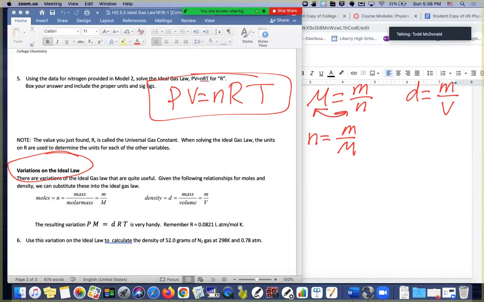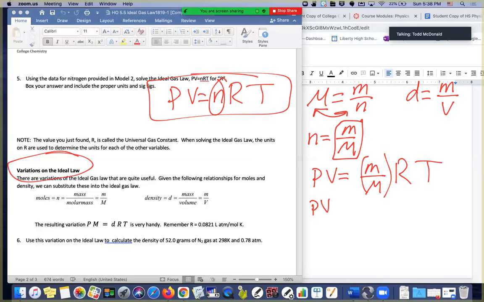So I'm going to use this relationship, and I'm going to go back to my PV equals nRT equation. And instead of using n, I'm going to plug in little m over big M, so mass over molar mass. So PV is equal to mass over molar mass times RT. I don't like having a fraction there, so I'm going to multiply both sides by capital M. So I'm going to get PVM is equal to mass times RT.